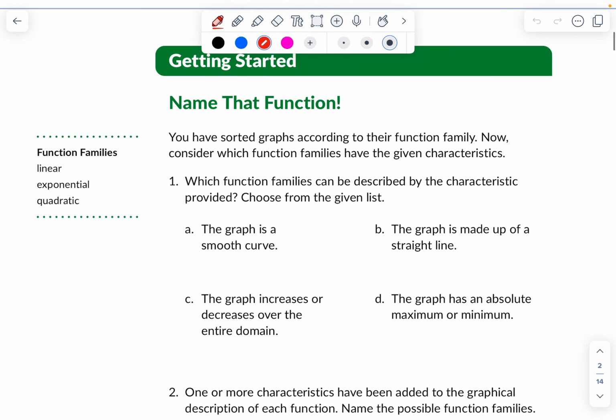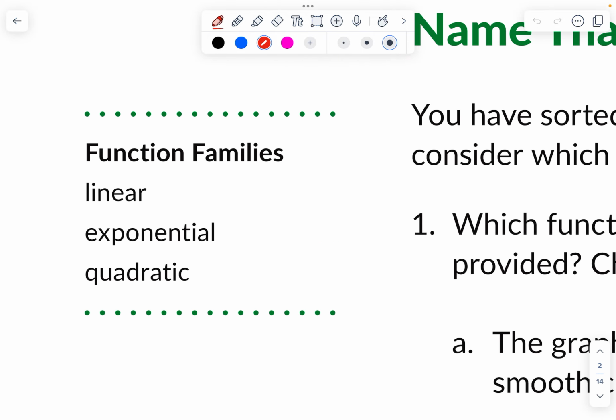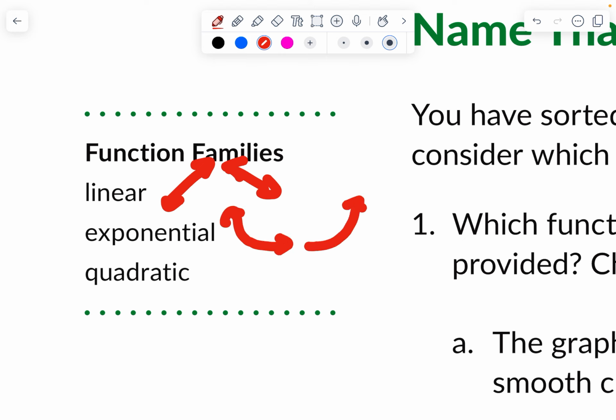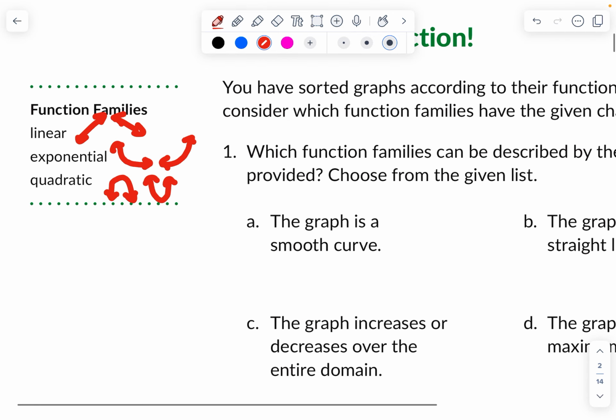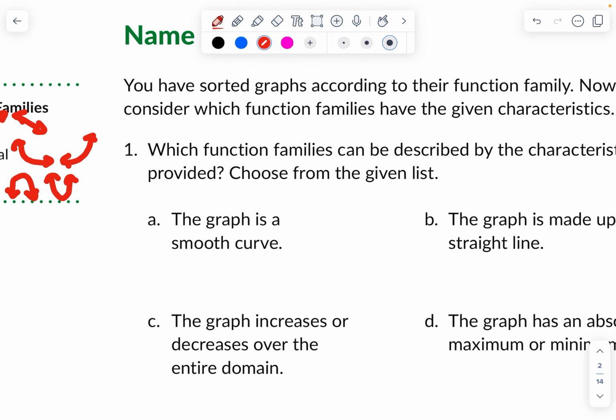So I want to remind you, we know what functions look like. We know that our linear functions can go up or down. They're straight lines. Exponentials have a curve. They're either going up or they're going down. And then the quadratics are the ones that look like a U, either facing up or facing down. So if we describe things, which function families could this be?